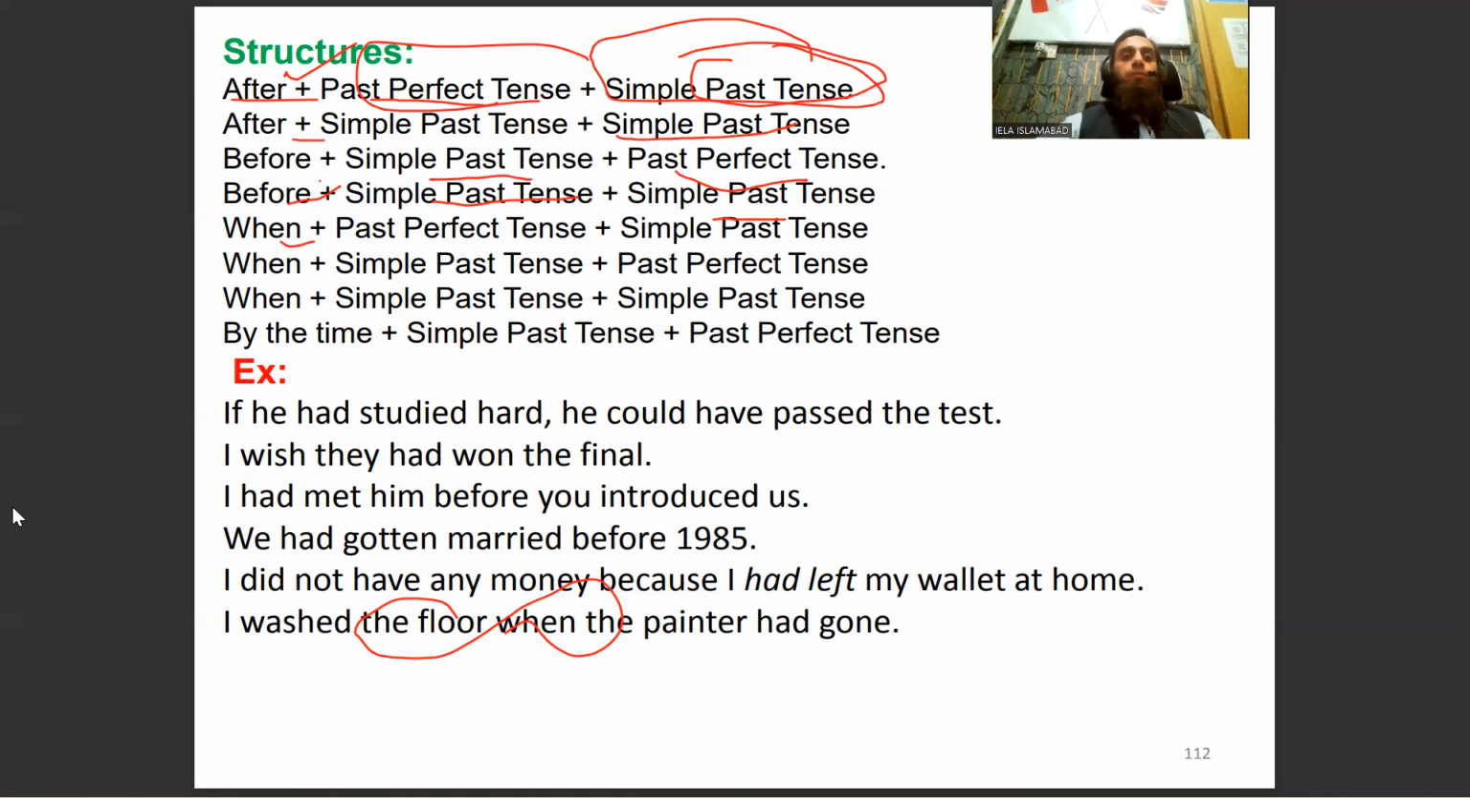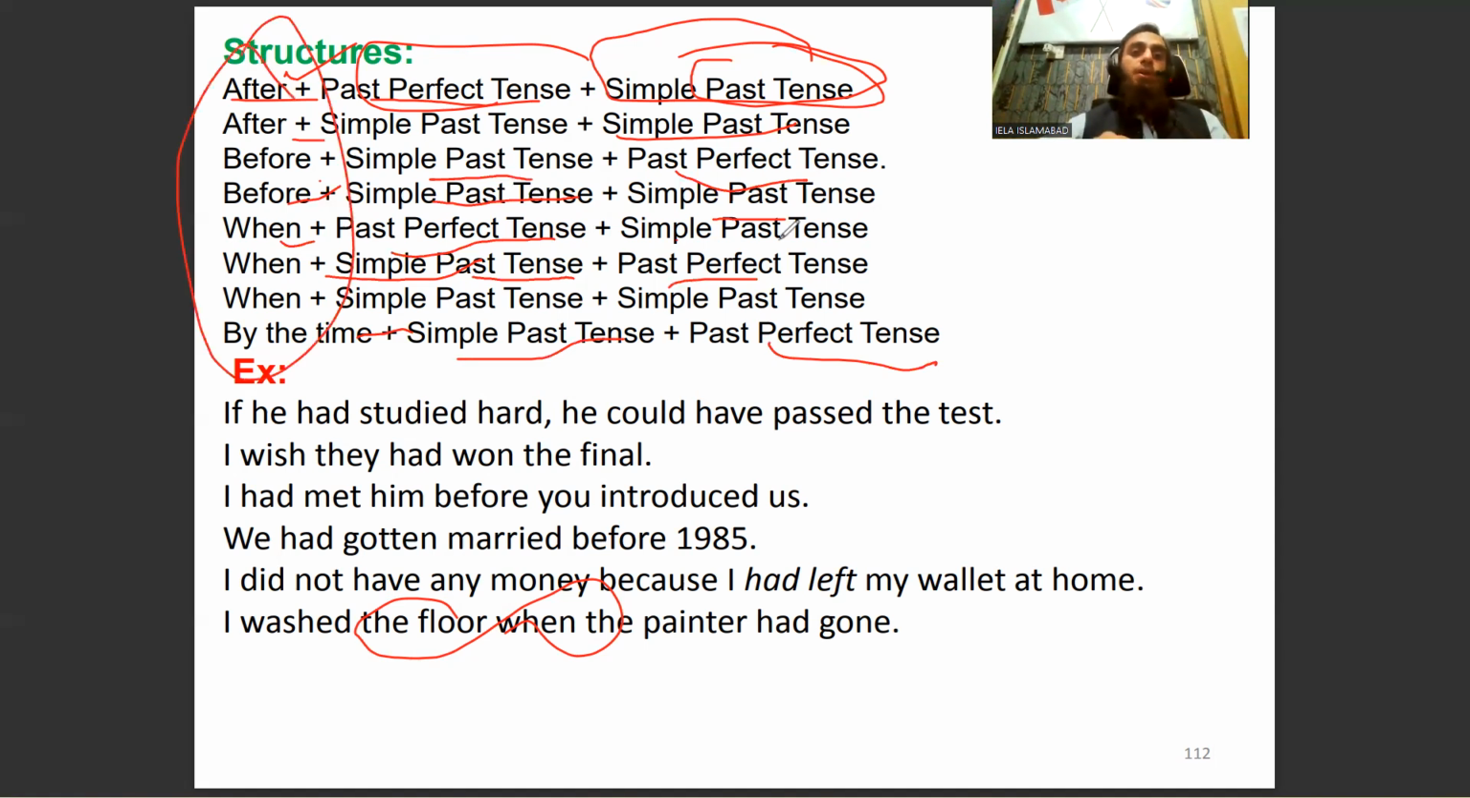Okay. When can be used before past perfect tense? The next part of the sentence will be in simple past tense. When can be used in simple past tense plus past perfect tense. These are a few structures. By the time, we can use it with the simple past tense plus past perfect tense. Like where and how, we can use these different structures in the time period of after, before, when, or by the time.